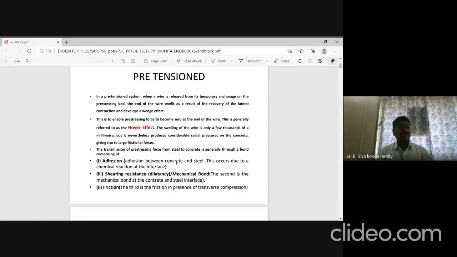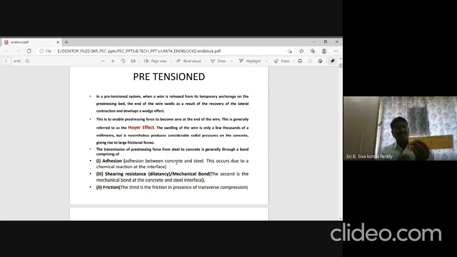Now let us come to the stem, the things we have discussed till now. In a pre-tension system, when a wire is released from its temporary anchorage on the pre-stressing bed, which is something like releasing or cutting our cable, the end of the wire swells as a result of recovery of lateral contraction and develops a wedge effect.